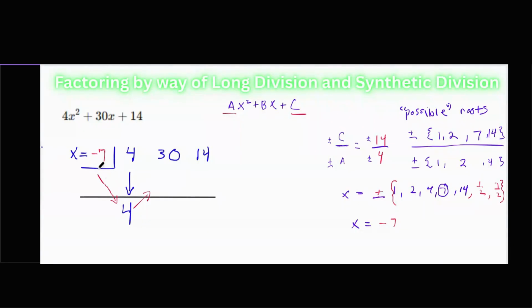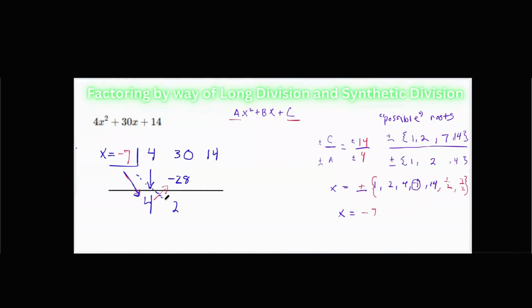All right, we're going to multiply that times the 4. We're going to get negative 28. We're going to sum up this. Every time you multiply, you get a product over here. We're going to sum it up. You sum up your columns. And then we're going to do the same thing right here. And we're going to get negative 14. That gives us a 0. If your remainder equals 0, then you found a root.